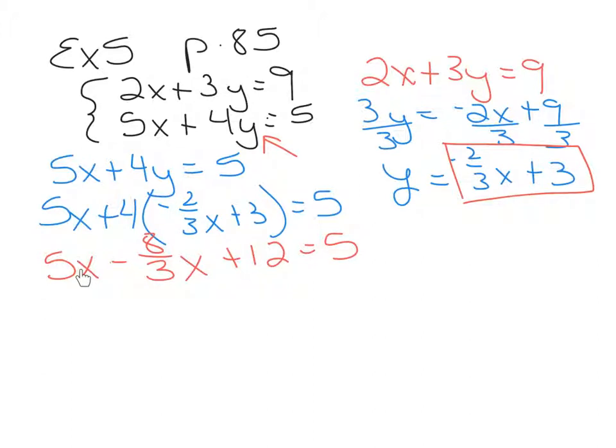Now, combining like terms, for starters, these are like terms here. They're both x terms. This 12 needs to go over here and join the 5. So that's the first thing I'm going to do. I'm going to put this negative 12 over here to join the 5. That makes negative 7. And then I'm going to deal with these fractions right here.